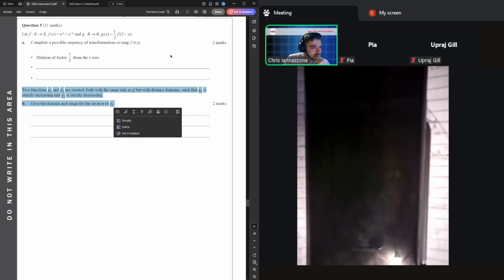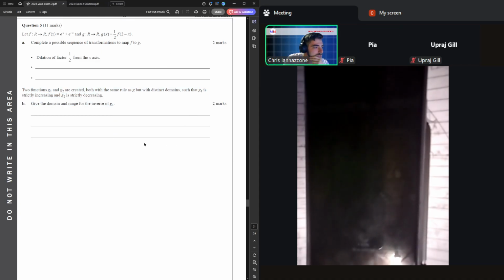All right. If there's anything to clarify, let me know. Otherwise, this time part B. Two functions g1 and g2. So both of them are the same thing as g, different domains. g1 is the strictly increasing portion of it, and g2 is the strictly decreasing portion of it. We're specifically caring about the domain and range of the inverse of g1.